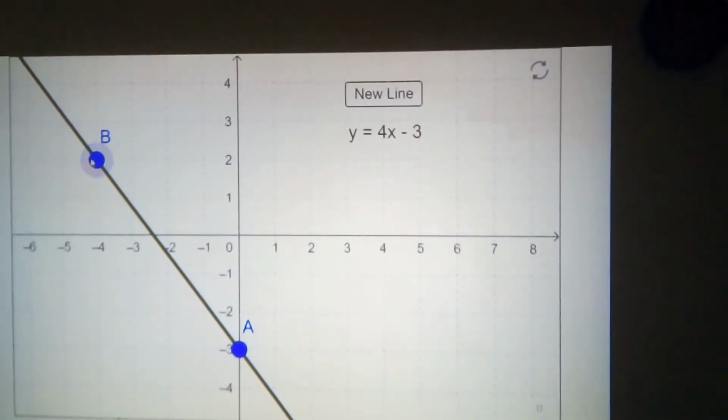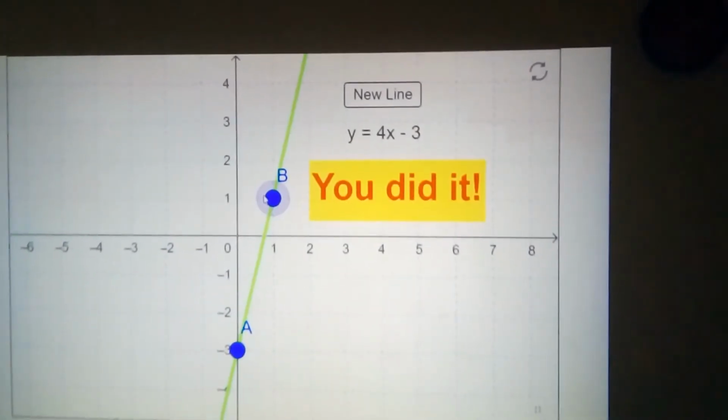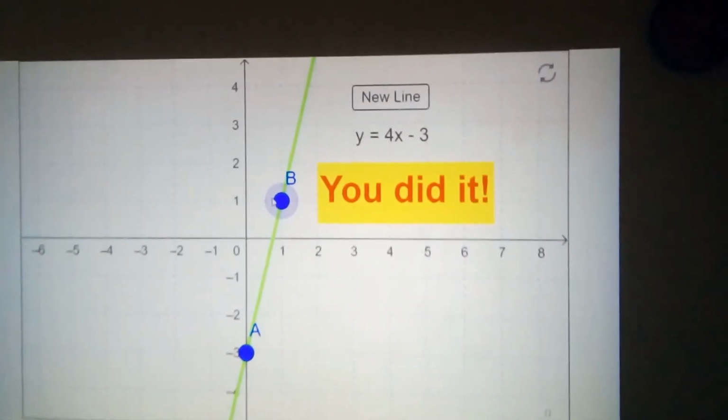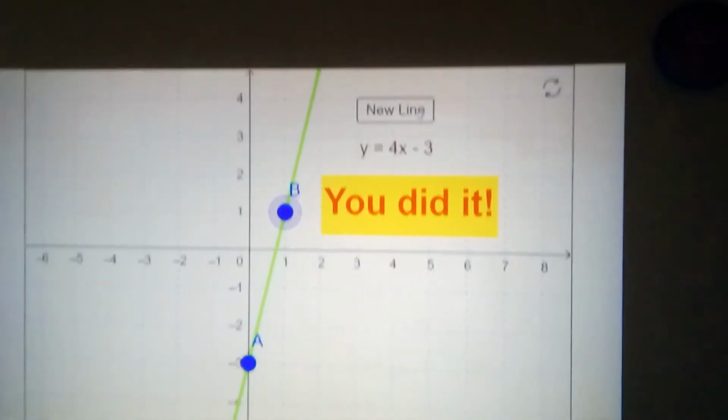So let's go. See? Yes, that is correct. Let's look at another equation.